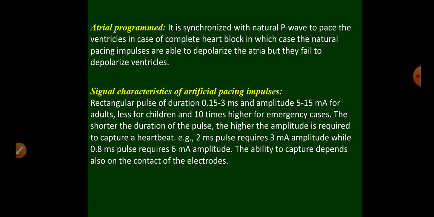The shorter the duration of the pulse, the higher the amplitude is required to capture a heartbeat. For example, a 2 millisecond pulse requires 3 milliampere amplitude, while a 0.8 millisecond pulse requires 6 milliampere amplitude. The ability to capture depends also on the contact of the electrodes.